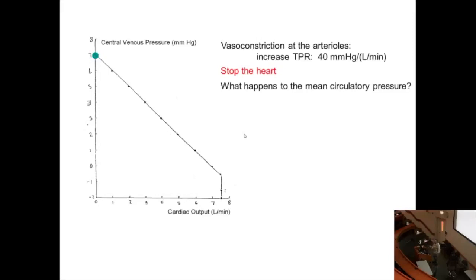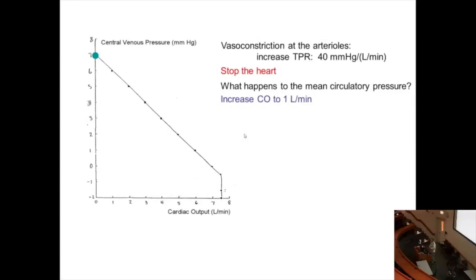And it's not a bad guess in that if I constricted all the arteries everywhere, and if I constricted the veins too, then the mean circulatory pressure would increase. But now we're just talking about the arterioles, the principal points of resistance in the body, okay?